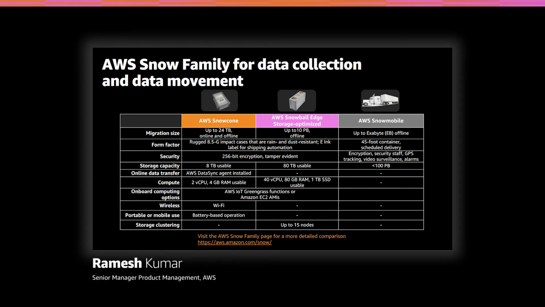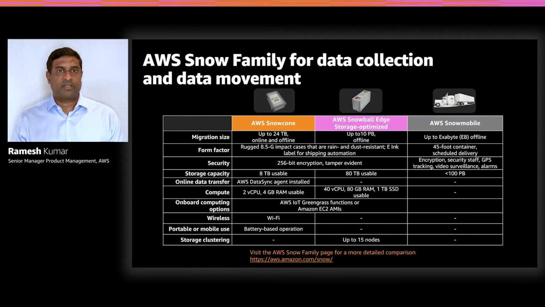Snowcone has 8 terabytes of storage capacity, while Snowball Edge has 80 terabytes of storage capacity. Once you copy data to Snowcone, you can transfer the data by shipping the Snowcone device back to AWS for offline data transfer, or for ongoing use cases, simply connect Snowcone to the network and transfer the data online using AWS DataSync. You can run your filtering, pre-processing, or data transfer applications on Snowcone and Snowball Edge.